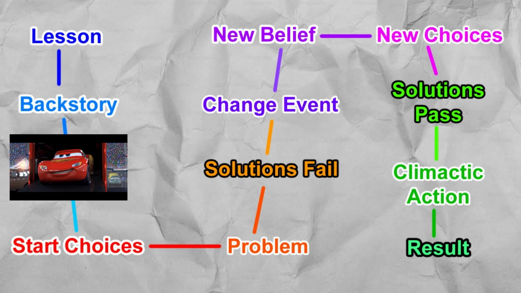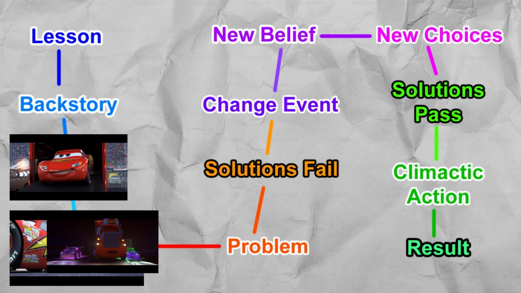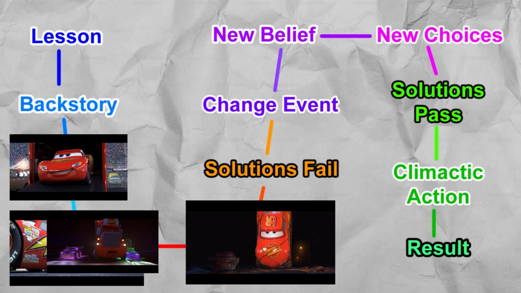Lightning starts as an arrogant and selfish character who doesn't value his team. His choice to not get his tires changed results in a three-way tie, which he nearly lost. He also made the choice to force his truck to drive him while he was sleepy, which directly resulted in his problem, being trapped in Radiator Springs.